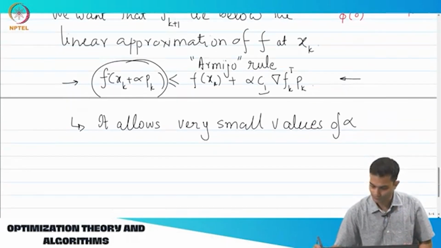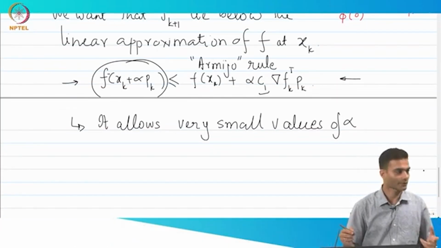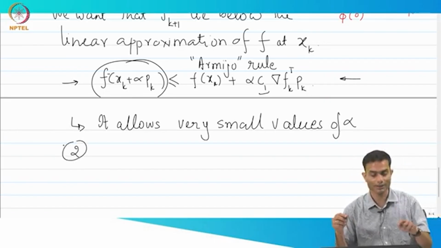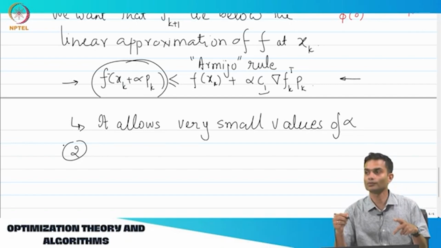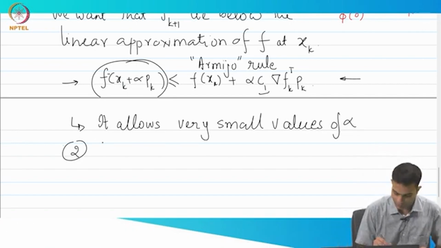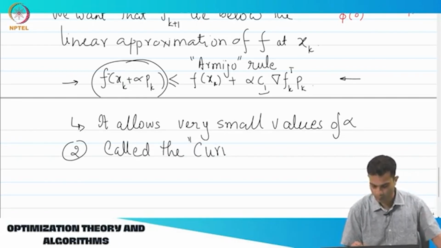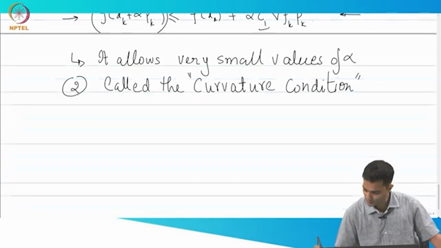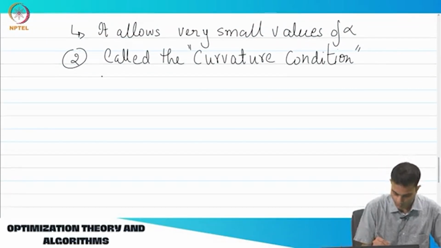Right. So, since it allows very small values of alpha, Wolfe proposed a second condition. So far, if you notice, the condition only depends on the function value. Understandably, the second condition looks at the derivative value. So, it is called the curvature condition. So, let us see what this curvature condition is. I am going to try to draw it first.